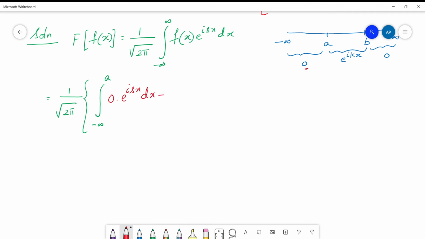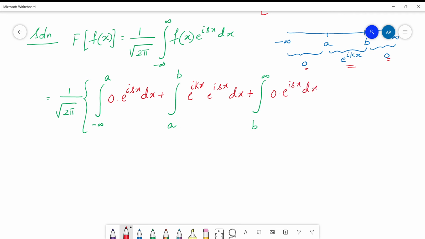The second integral is from a to b. So I have the function defined there as e to the power ikx, as you can see here. So it is e power ikx multiplied by the kernel e power isx dx. And the third integral that you see is from b to infinity, and you have seen that the function defined there is 0. So it is 0 into e power isx dx.